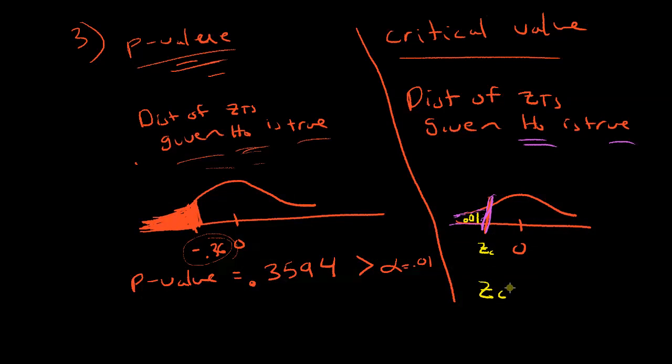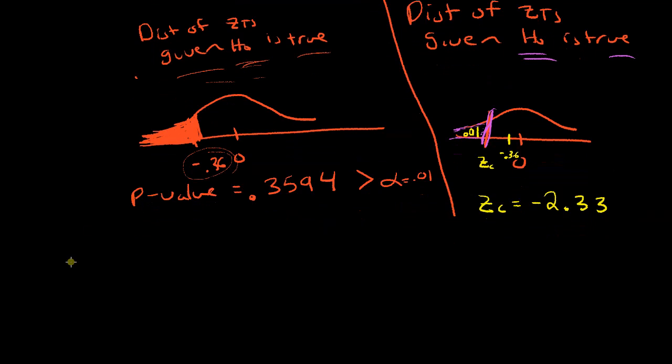Okay, so this critical value is negative 2.33. If you observe a test statistic that is in this critical region, or rejection region, so it's beyond negative 2.33, then you reject the null hypothesis. However, our test statistic value is here at negative 0.36. So it's not in the rejection region, so we would not reject the null hypothesis. So you see, whether you use the p-value or the critical value, you'll get the same conclusion. It's just different ways of getting to that conclusion.